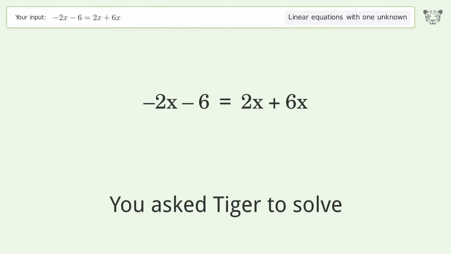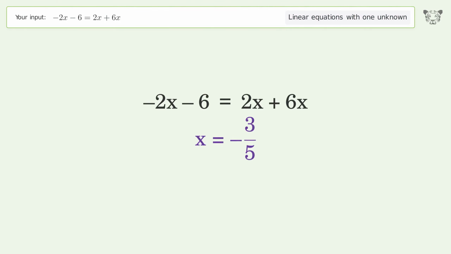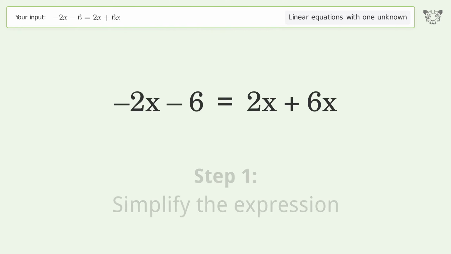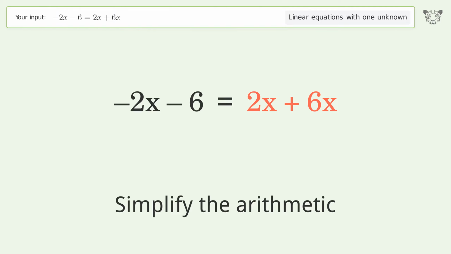You ask Tiger to solve. This deals with linear equations with one unknown. The final result is x equals -3/5. Let's solve it step by step. Simplify the expression. Simplify the arithmetic.